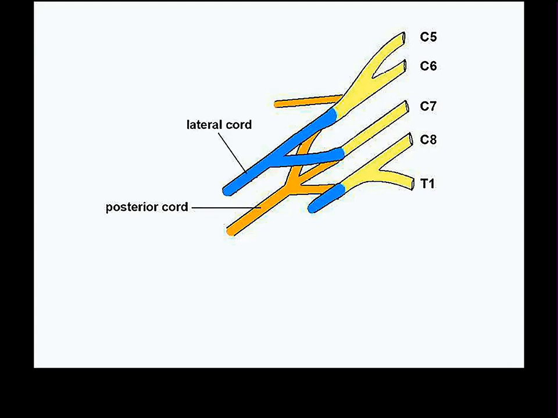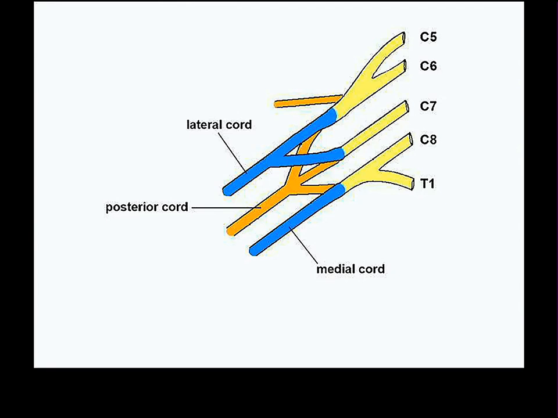The ventral axons from the upper trunk and middle trunk join one another to form something called the lateral cord of the brachial plexus. And the ventral axons, or the anterior division, which contains the ventral axons of the lower trunk, forms something called the medial cord of the brachial plexus. These cords are named in relationship to the axillary artery. You'll see that in your dissection today.